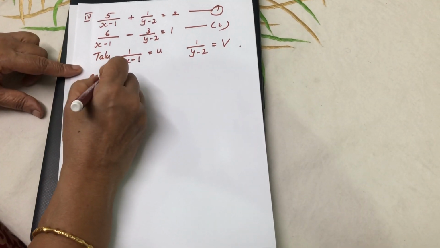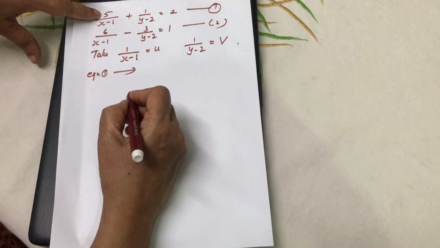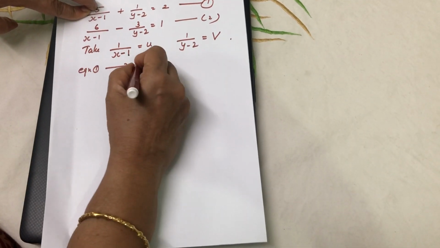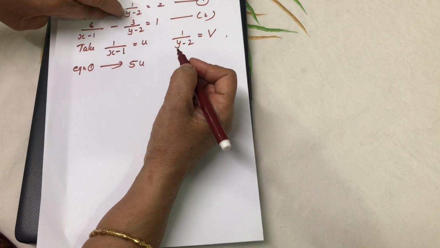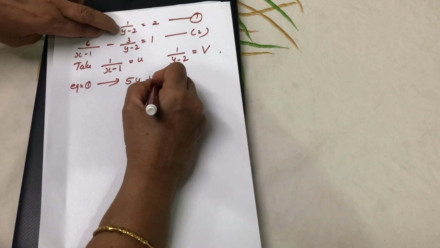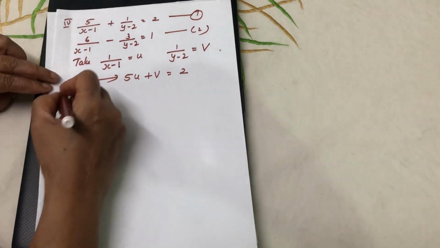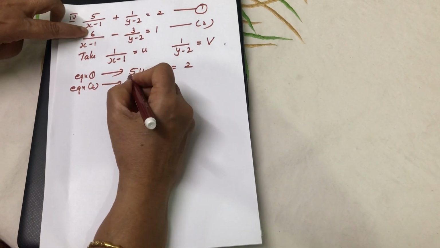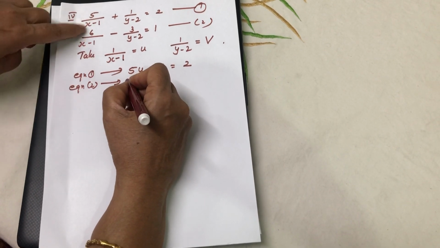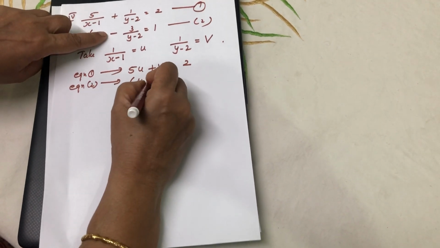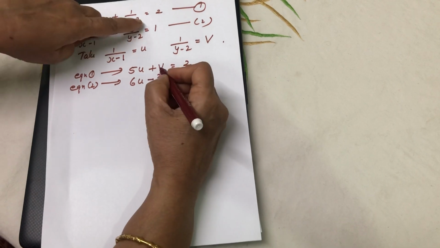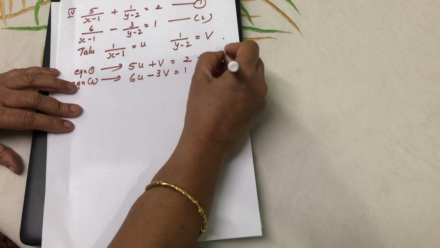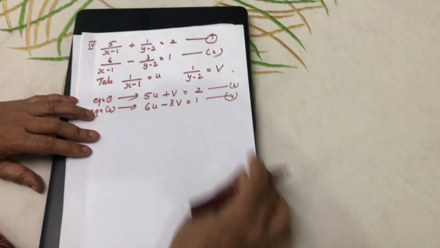Therefore equation 1 will become 5 into 1 by x minus 1, so it will become 5u plus 1 by y minus 2 is v, plus v equal to 2. Then equation 2: 6 into 1 by x minus 1 is 6u, minus 3 into 1 by y minus 2 is v, equal to 1. This is the third equation and this is the fourth equation.